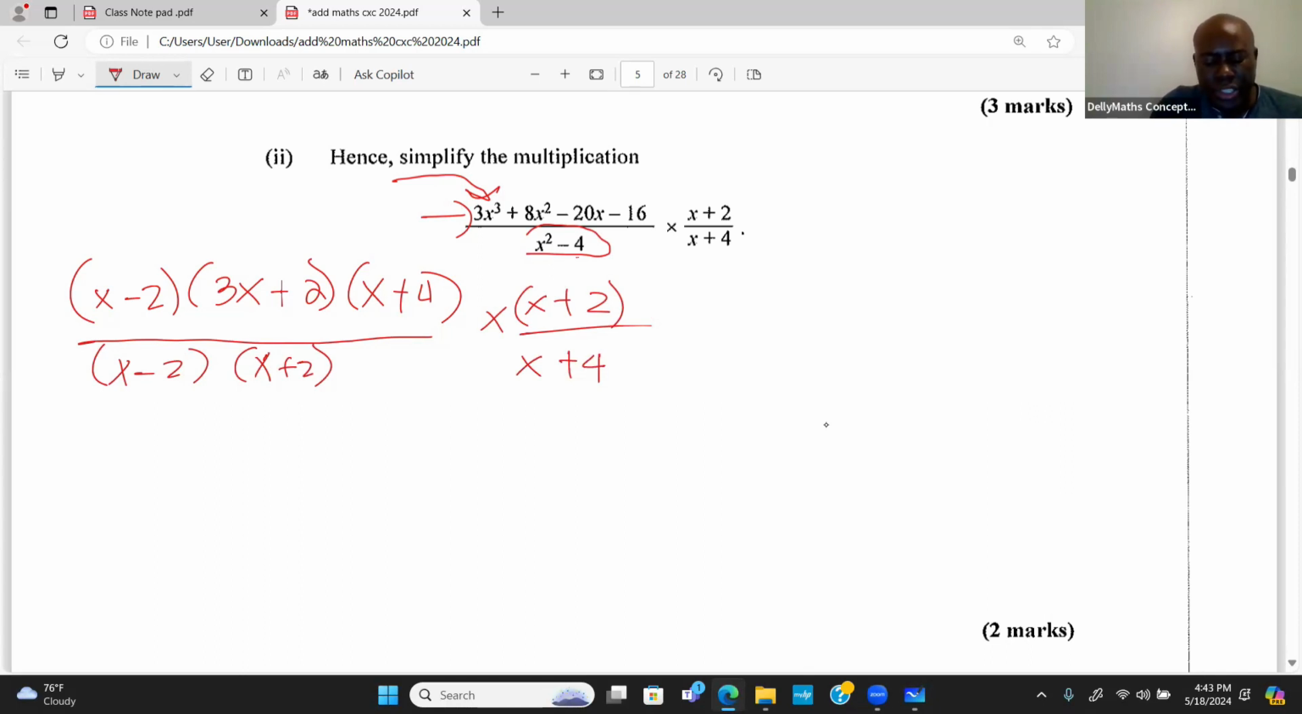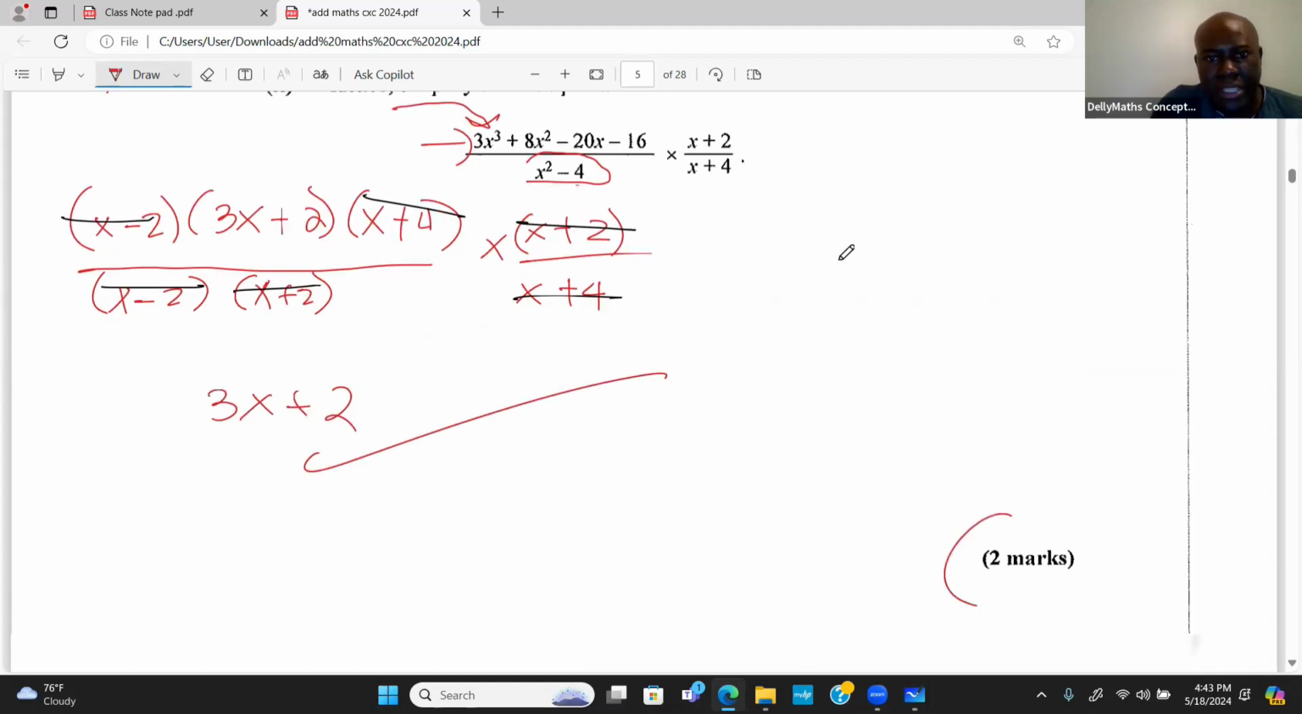What we want to do here is just to pay close attention. You can see that there's a lot of canceling going on. For example, x plus 2 cancels x plus 2 here, x minus 2 cancels x minus 2, and x plus 4 cancels x plus 4. What we're really left with is 3x plus 2, and that is our solution when everything is simplified. That's 2 marks here. Quite a nice flow going on.